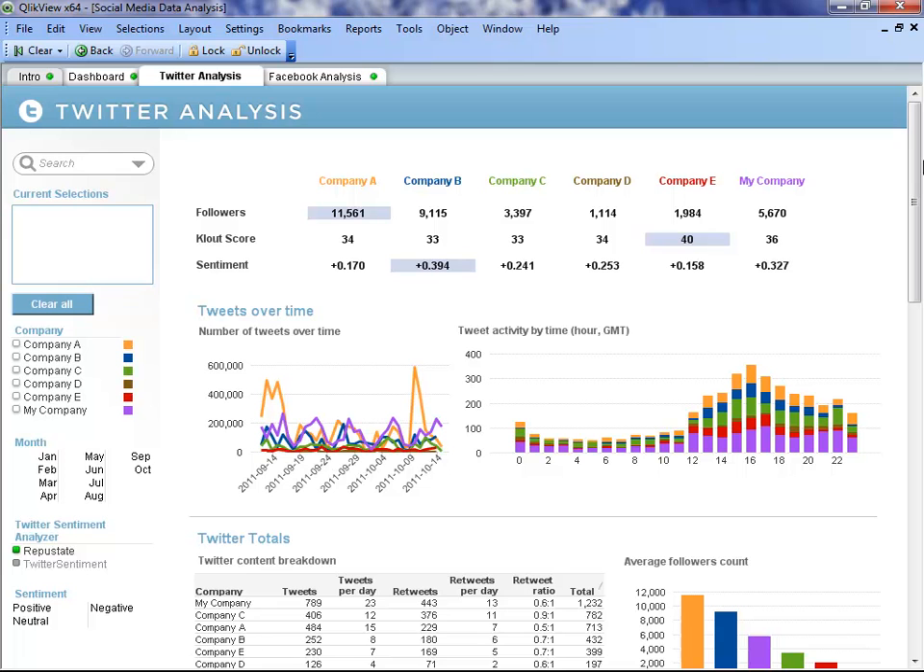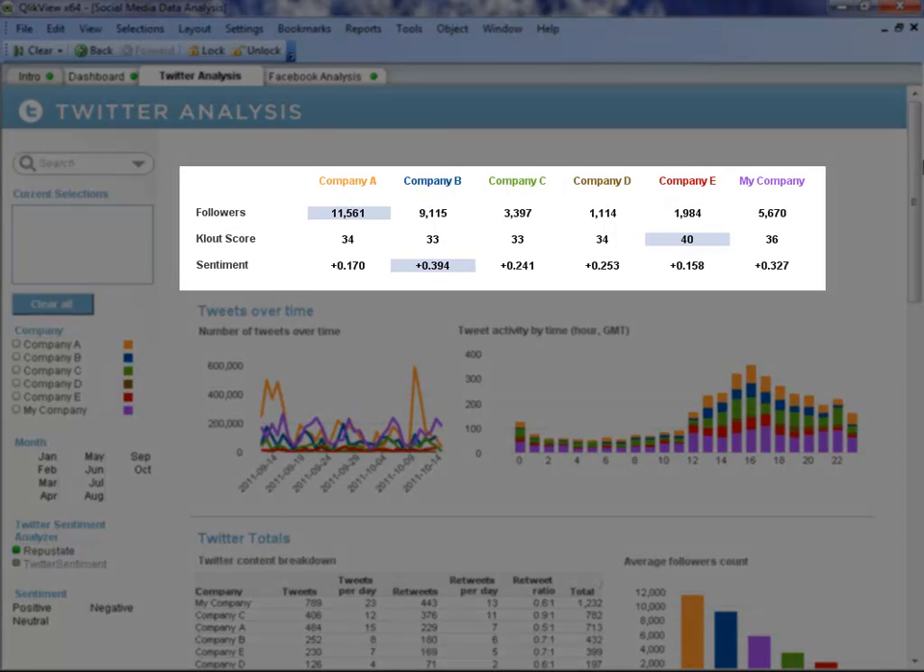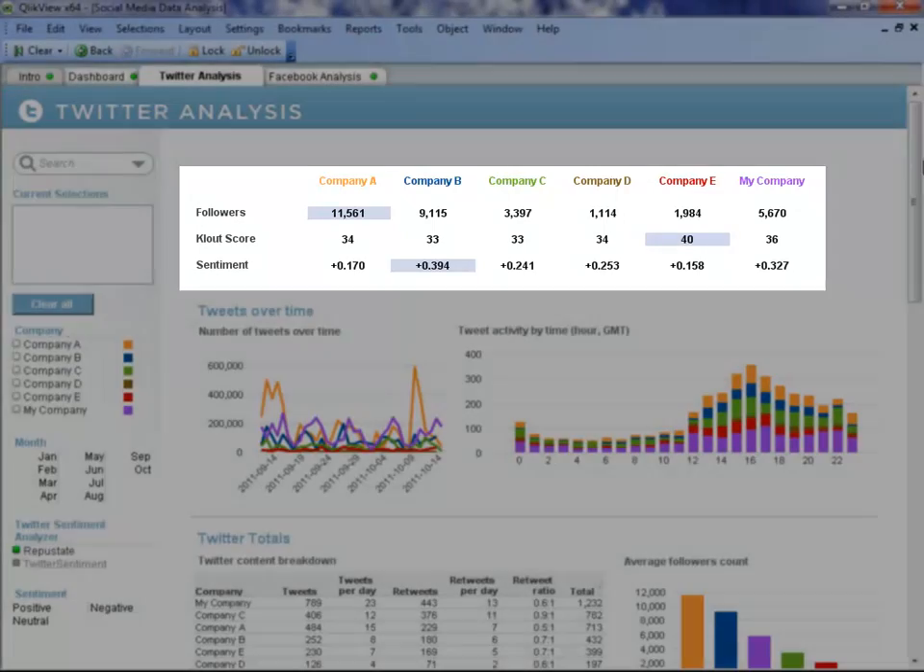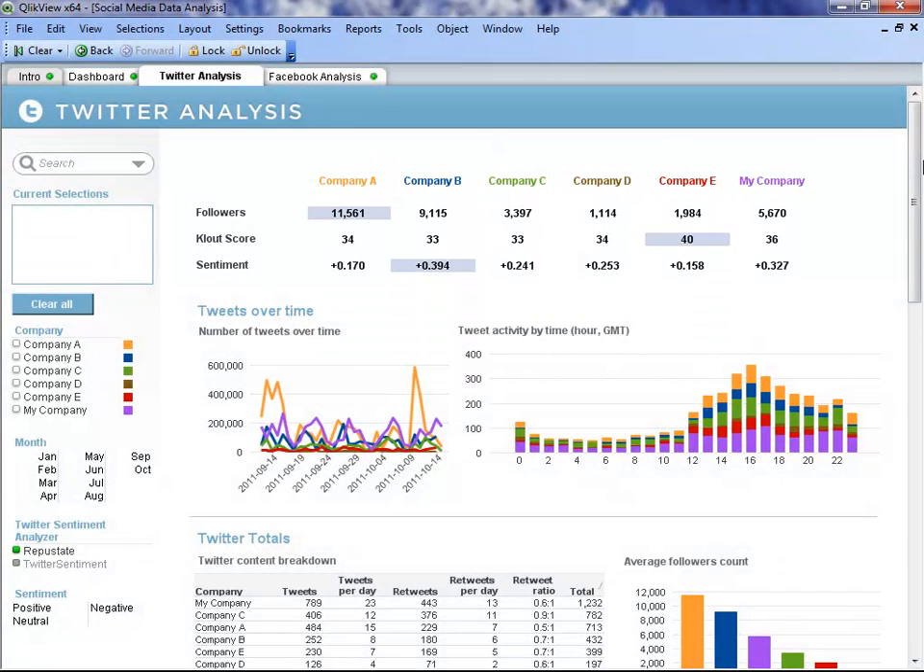The Twitter analysis sheet focuses solely on Twitter data and compares the companies with regards to the number of followers they have, clout score, and overall average sentiment. In case you have not heard of clout, clout is a service that measures a user's influence across a social network. It measures the size of someone's network, the content created, and how other people interact with that content.